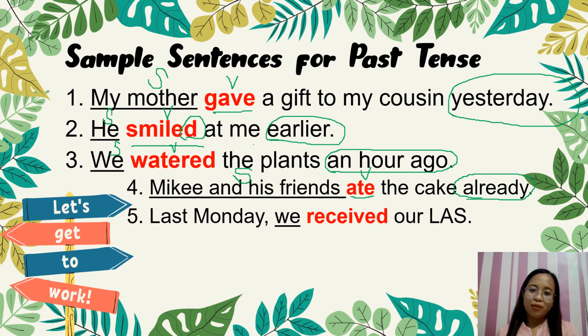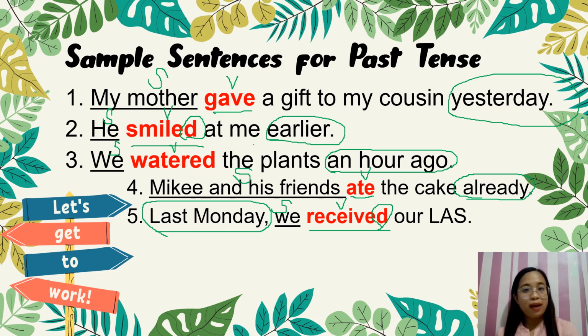Next, number 5. Last Monday, we received our LAS or Learning Activity Sheets. Okay? So, yan. Asan yung subject dito natin, class? Itong word na we. And the verb is the word received. Okay, yan. Nagdagdag tayo ng letter D. And expressions of time, last Monday. So, nung Monday pa, di ba nung Monday ko pa binigyan kayo ng LAS or learning activity sheets which you are going to answer today.